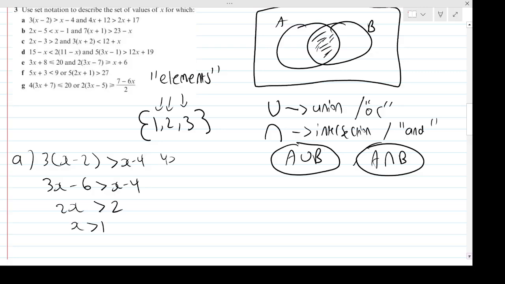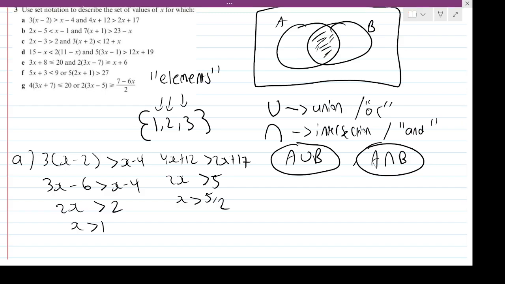Likewise, we need to solve 4x plus 12 is greater than 2x plus 17. Then we take away 2x to get 2x. Then I take away the 12 from both sides as well to be greater than 5. Then that means x has to be greater than 5 over 2. Okay, this time it's saying and. So that means it has to be both inequalities. So we need to combine them together.